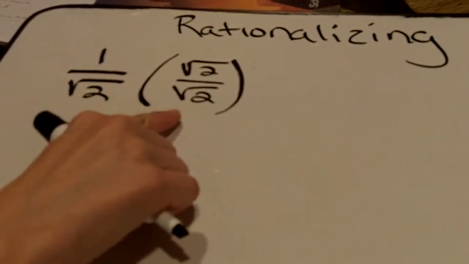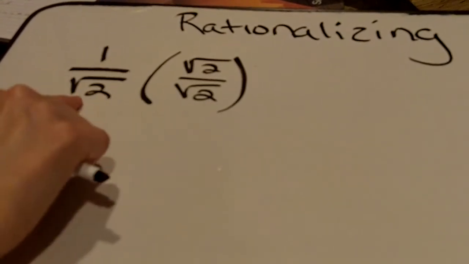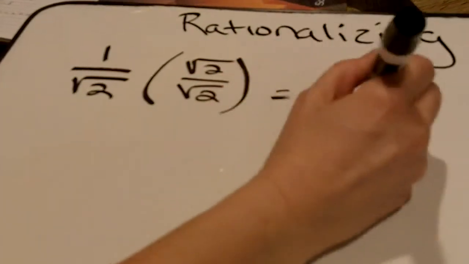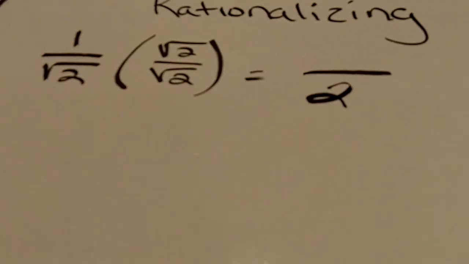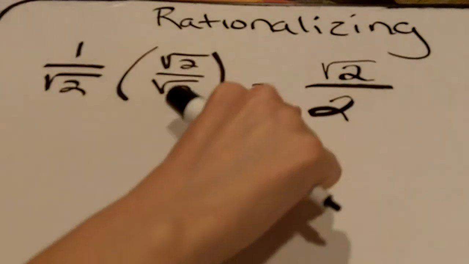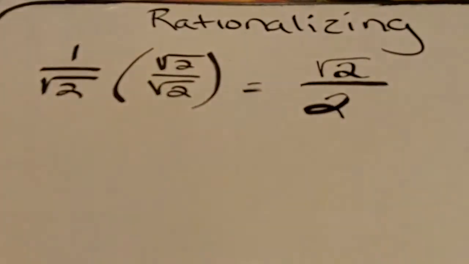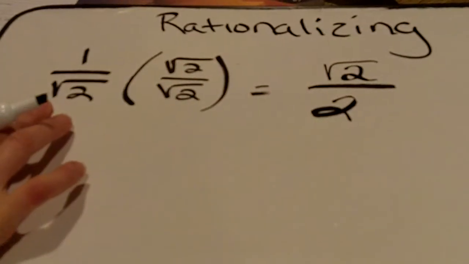But in this case, we'd want to make the number 1 look like radical 2 over radical 2, because radical 2 times radical 2 is 2. And then in the numerator, we'd end up with 1 times radical 2. And if you put 1 divided by radical 2 in your calculator and radical 2 divided by 2 in your calculator, you'll find you come up with the same answer. This is rationalized, this is not.